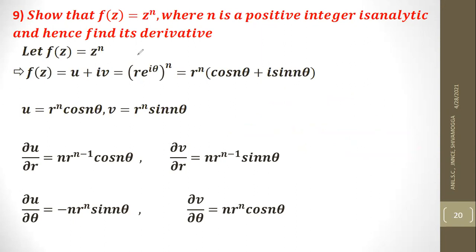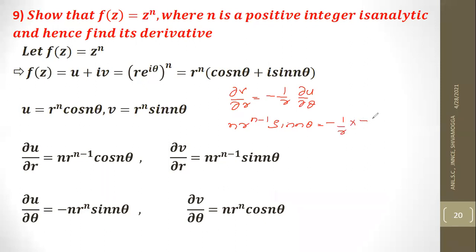Second CR equation. What is the second CR equation? Del V by del R is equal to minus 1 by R into del U by del theta. Del V by del R is n into R power n minus 1 into sin n theta. This is equal to minus 1 by R into del U by del theta.